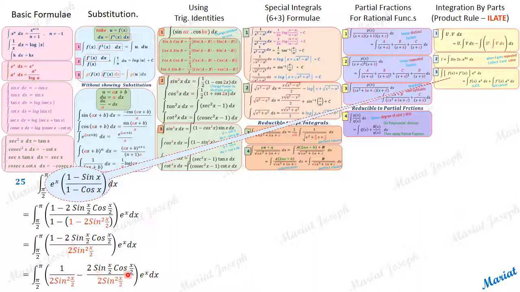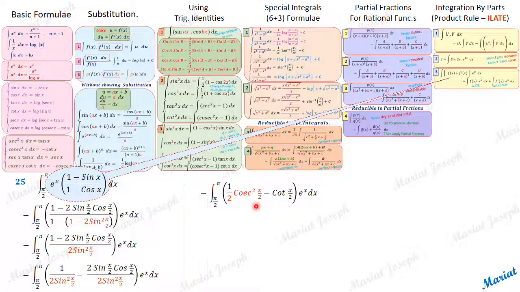So in the second one, what's happening? These coefficients 2 and 2 get cancelled. 1 sin x by 2 cancels with this 1 sin x by 2, and the remaining cos x by 2 over sin x by 2 makes it cot x by 2. And here, this 1 by 2 half you keep away, but the remaining 1 by sin square x by 2 is cosec square x by 2.